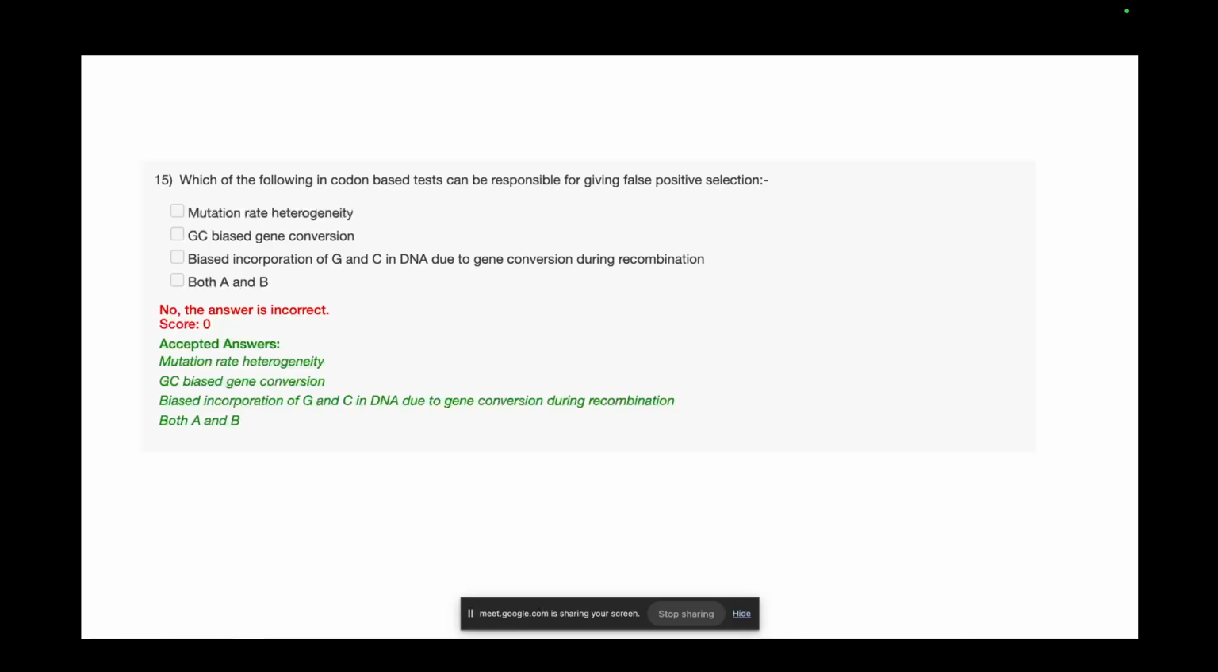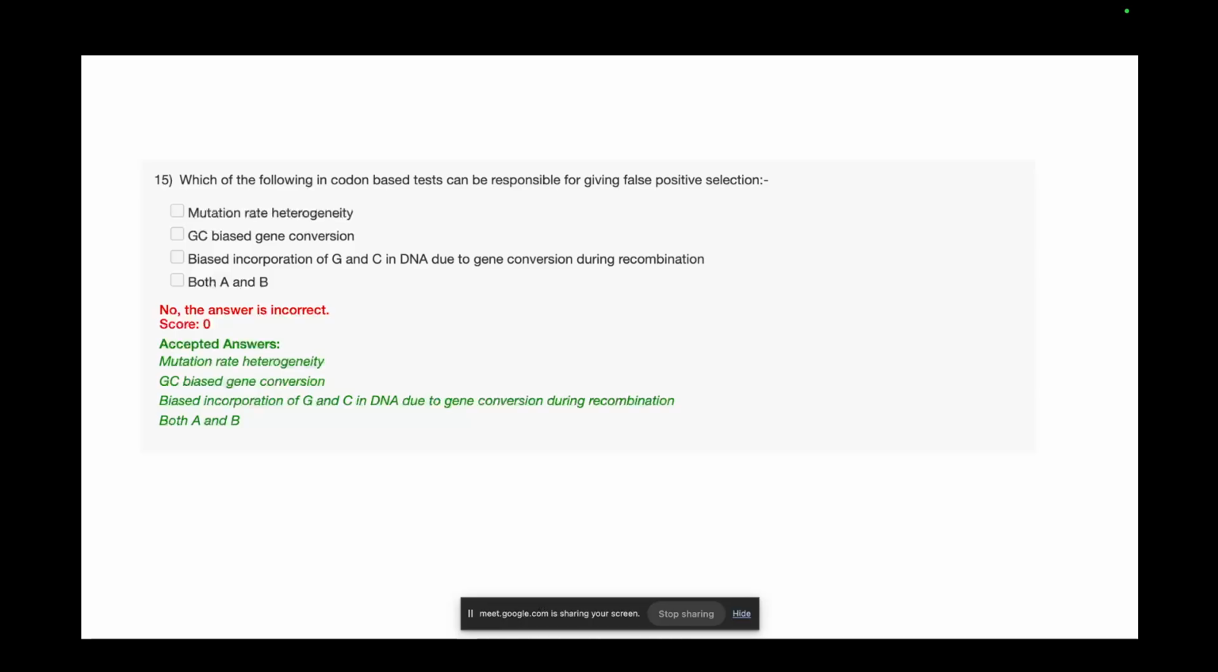The answer is actually all of them, both A, B, and C, and the final option is A and B together. So, mutation with heterogeneity, GC bias, gene conversion, all of these can contribute to false positive selection in codon-based tests.